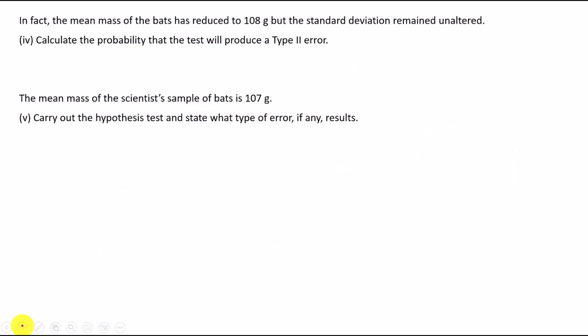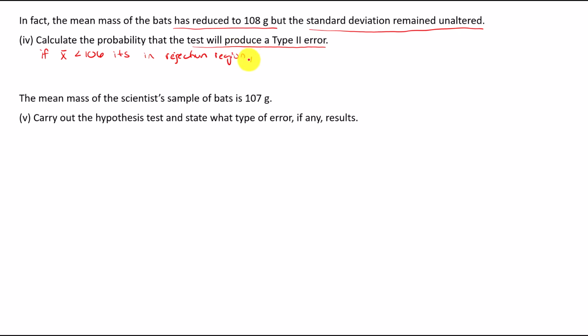All right. If, in fact, the mean mass of bats has reduced to 108 grams, but the standard deviation remained unaltered, calculate the probability that the test will produce a type 2 error. Okay, so here's what I want you to think about on this one. What we know so far is that if the sample mean is less than 106, then it's in the rejection region. That's what we learned previously, okay? We found the critical value and we found the rejection region.